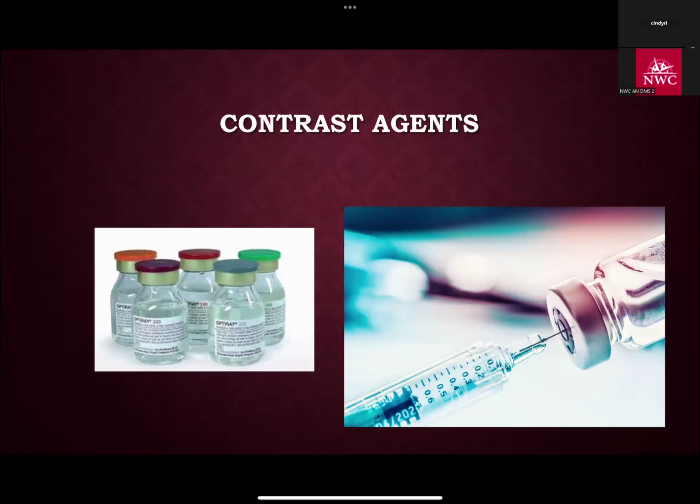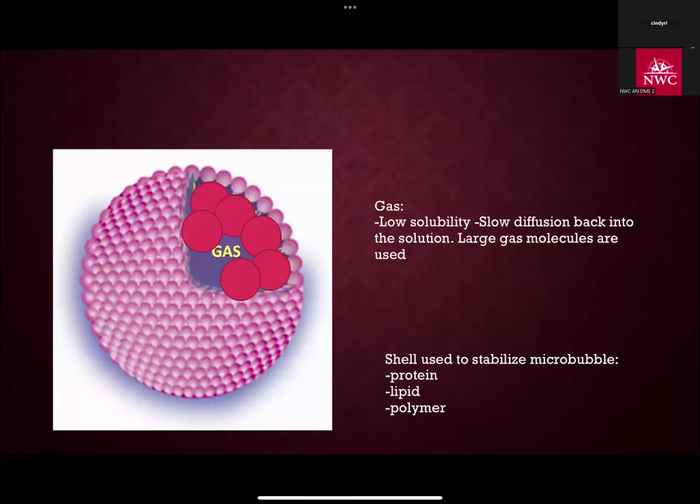So contrast agents are a type of solution that is administered to a patient, either orally or injected through the veins, so intravenously. This solution is made up of gas bubbles. These gas bubbles are a special type of bubble. The gas has a shell around it. This shell is made out of protein, lipid, or polymer, and it's made out of these small molecule shells.